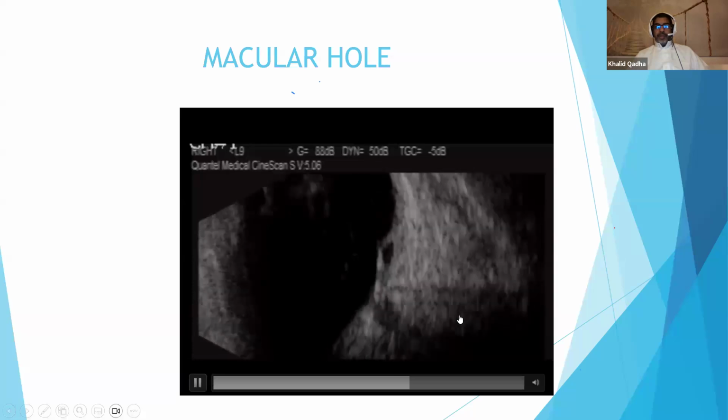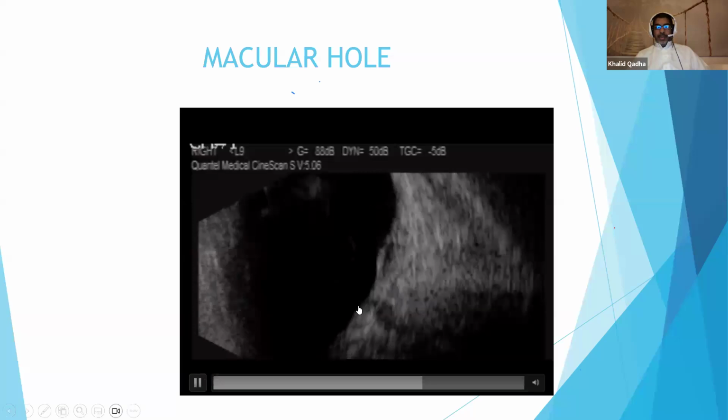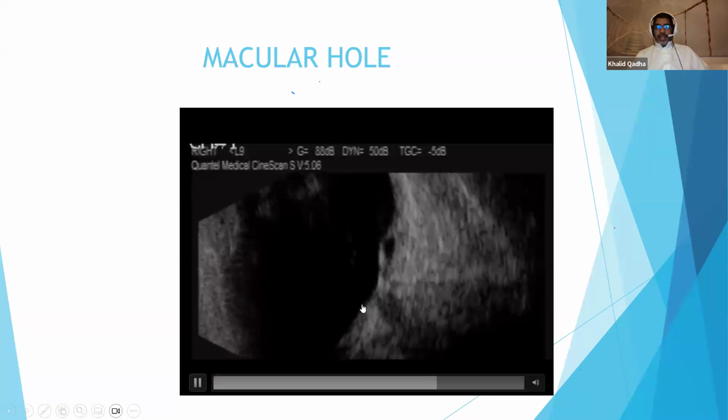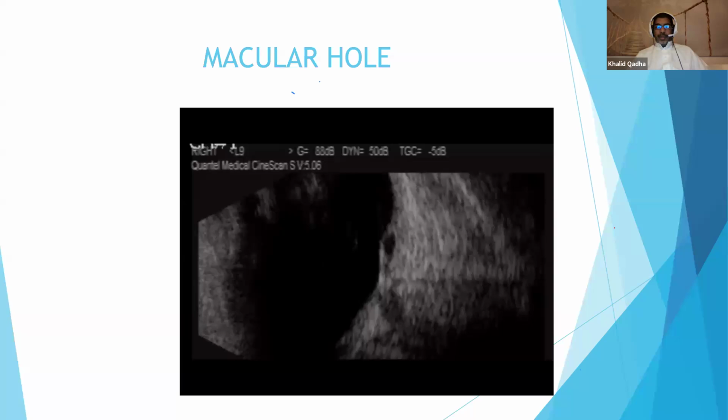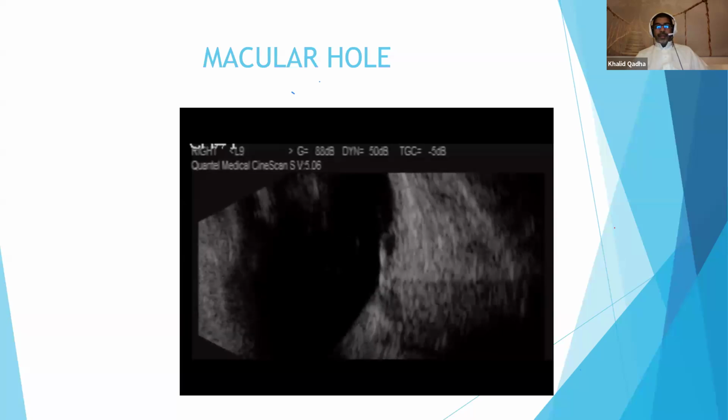It's difficult to find the macular hole, but this one it was because of the separation in the macula, and also it was a really big hole.